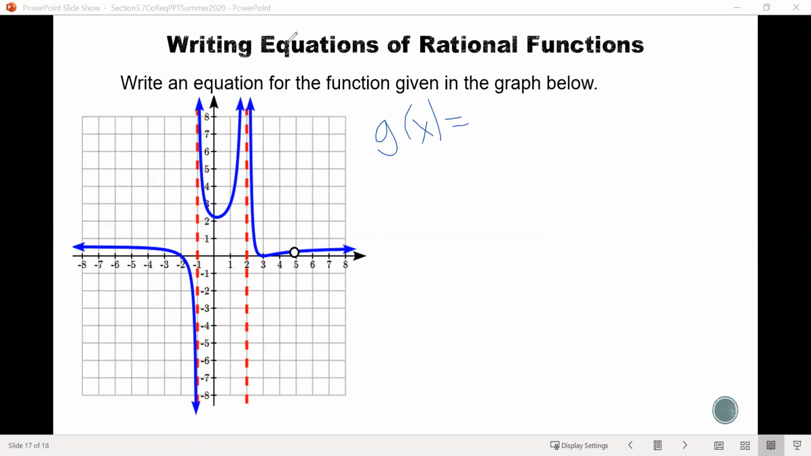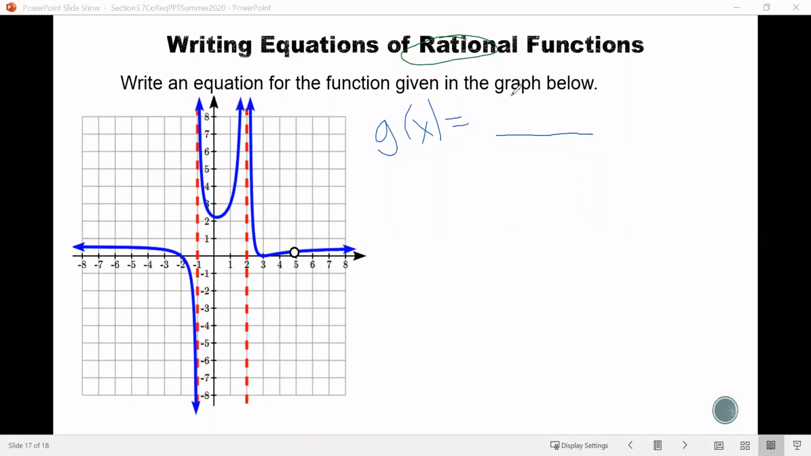And because we know it's a rational function, we know it's going to be in the form of a fraction. Remember, rational has that word ratio in it, and ratios are another name for fractions. And so what we want to do is figure out what terms or factors go in both the numerator and the denominator. And let's start with the denominator.